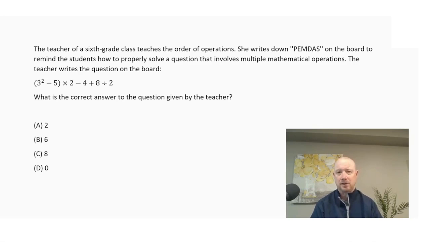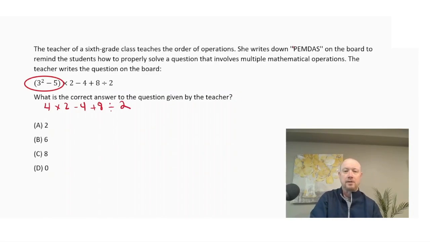Okay, PEMDAS. So we start with P for parentheses. We're going to go inside the parentheses first, and when we go inside the parentheses, we're going to restart the order of operations. So we can see here we have the exponent, and that's going to come before subtraction. So we're going to do 3 squared, which is 9 minus 5. So that part would be 4. So we get 4 times 2 minus 4 plus 8 divided by 2.